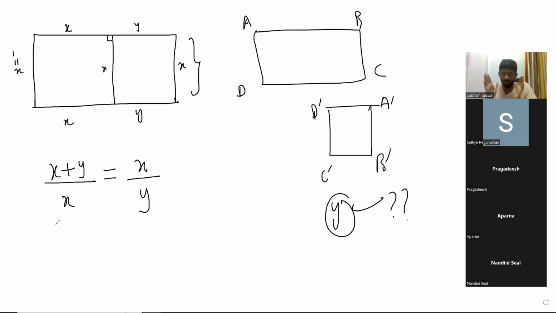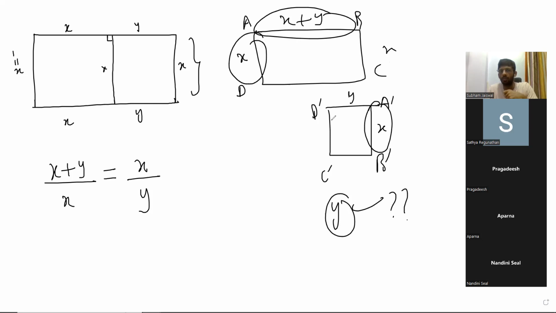I'm just asking, is it clear how I've written this ratio? Write it here in a different picture. x plus y, x, okay, and in this picture it is y, x, and x, right? This larger one by larger one is equal to smaller one by smaller one. Just like you do for triangles, right?